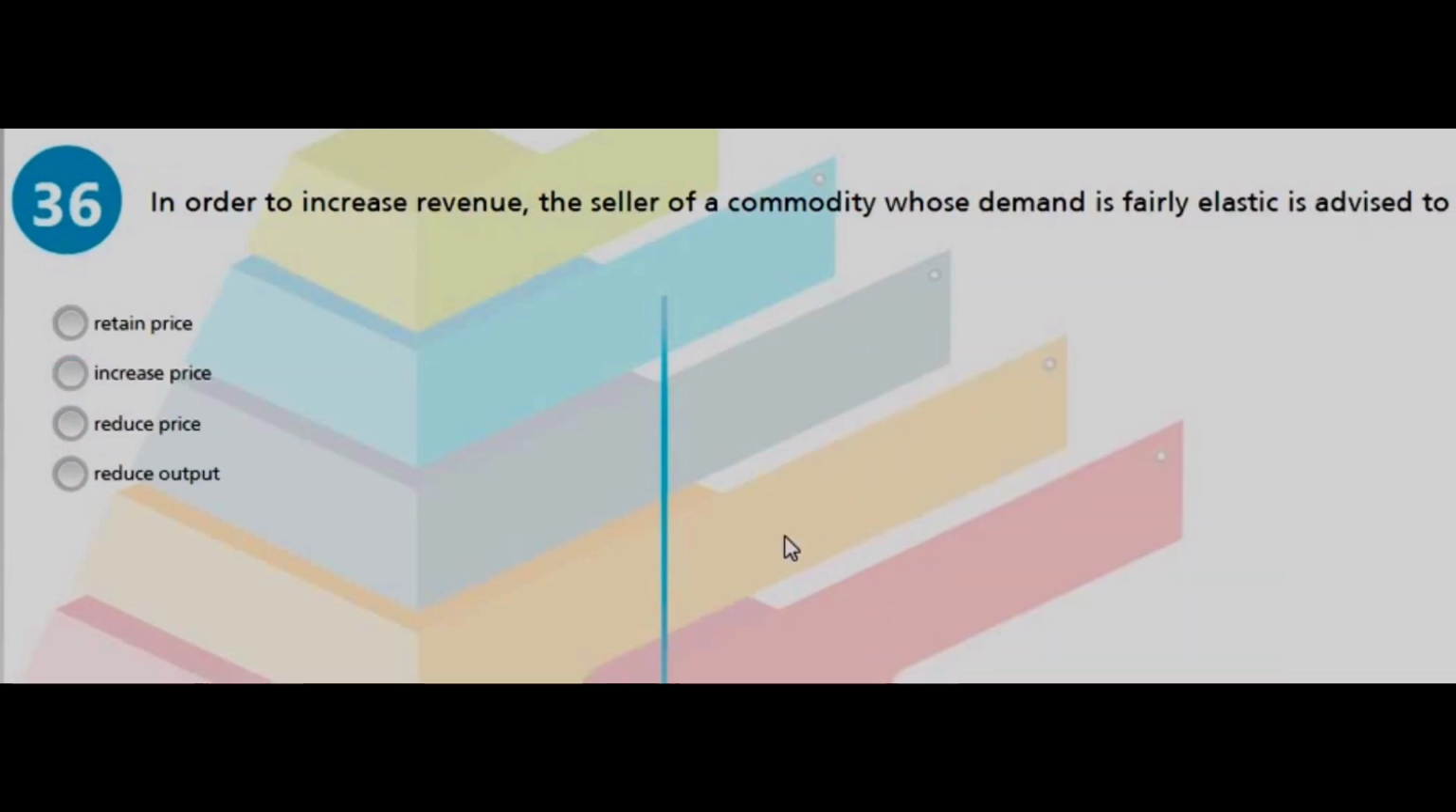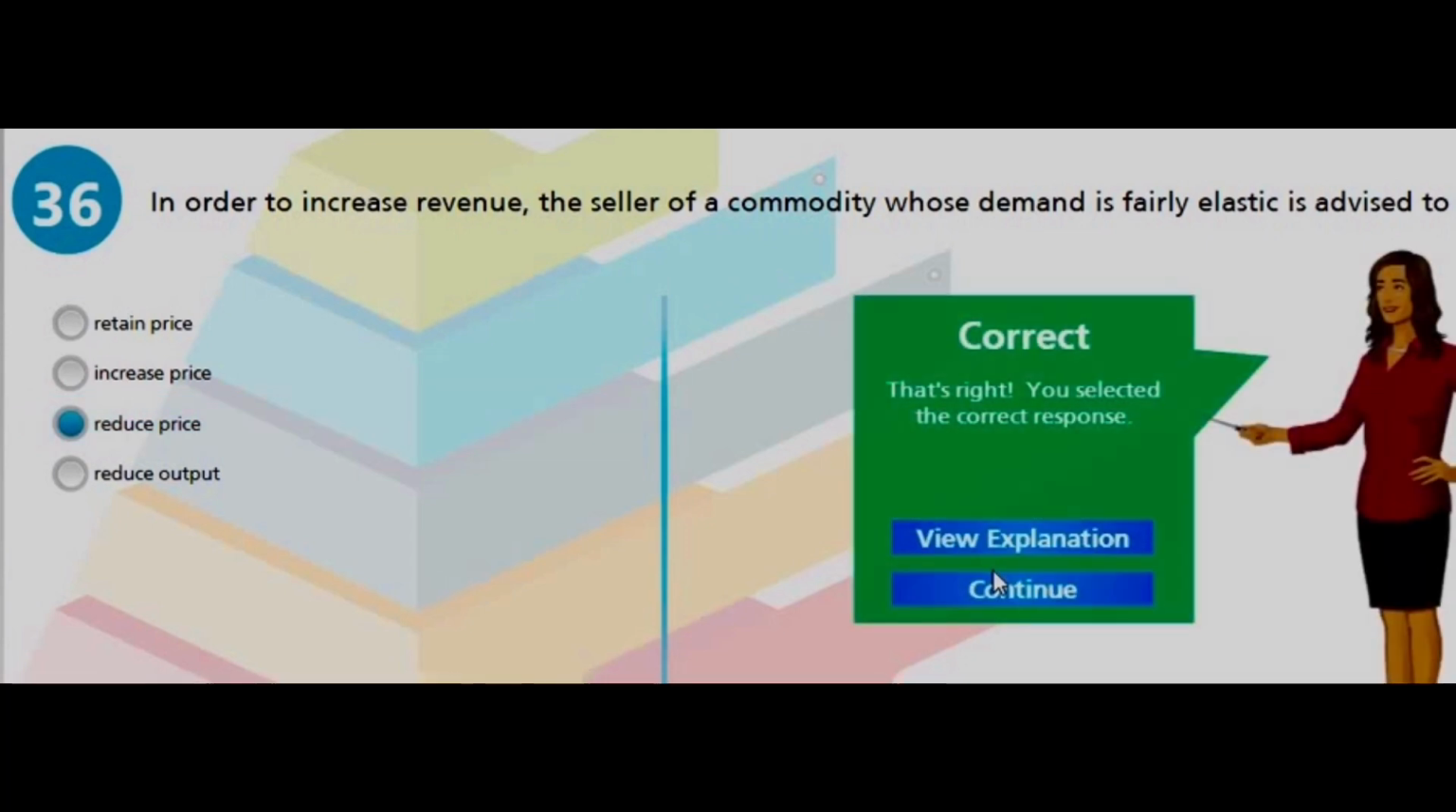Question 36. In order to increase revenue, the seller of a commodity whose demand is fairly elastic is advised to A. Retain price, B. Increase price, C. Reduce price, D. Reduce output. Now the right answer is to reduce price. Since the demand for its goods is fairly elastic, reduction in price means that more commodity will be demanded. The increase in sales will also mean increase in its revenue, so that's the right answer.